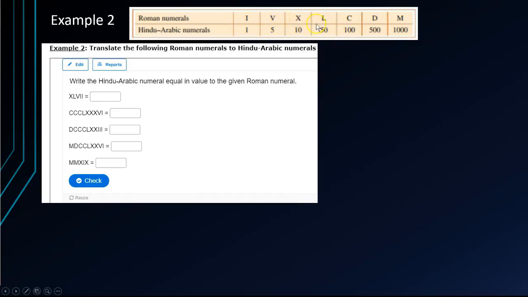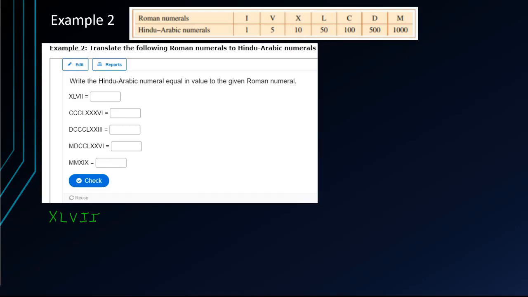X's can be subtracted from L's and C's. C's can be subtracted from D's and M's. So when I look at this first one here, XLVII, I have to pay attention to their values, because they should go in descending value, which means I should start from the highest value to the lowest.